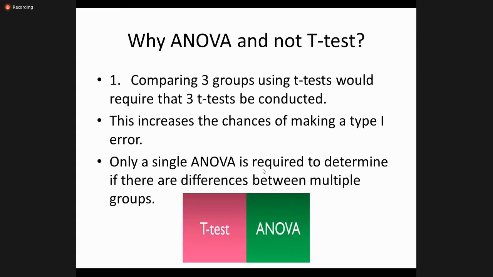Only a single ANOVA is required to determine if there are differences between multiple groups. So when you are doing research on more than two groups, it is better to do the ANOVA testing. But if there is one sample group or two sample groups, then the t-test is sufficient to calculate the results.